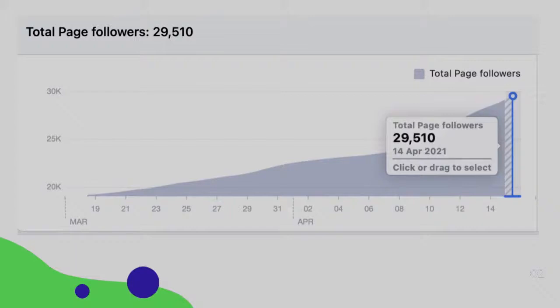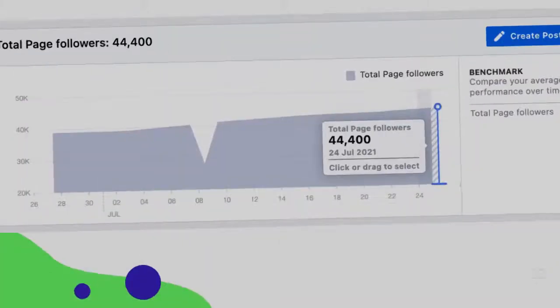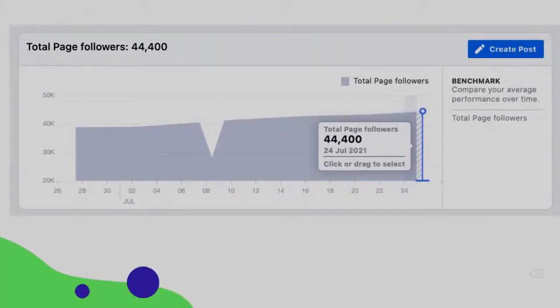Now, a couple of months later, it's at 44,400. I don't know what this deep V is. I think that's where we must have had a Facebook issue with iOS. I don't know what that is, because I never saw a decrease in followers. So now it's 44,400. By the end of the week, that's going to be 45k.